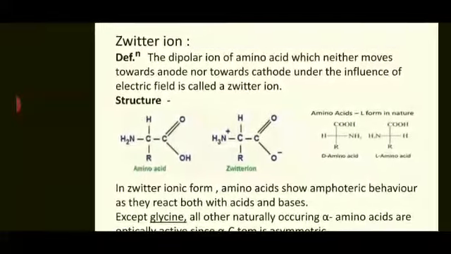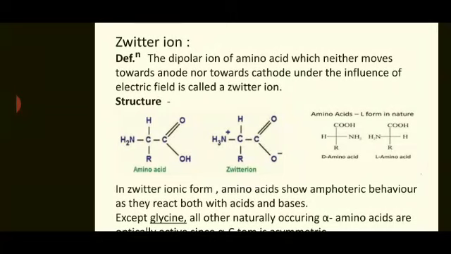The dipolar ion of an amino acid which neither moves towards the anode nor towards the cathode under the influence of an electric field is called a Zwitter ion. Because of the presence of both negative and positive charges, it neither goes towards the anode, that is the positively charged electrode, nor the cathode, that is the negatively charged electrode, when the electric field is applied, that is when a battery is applied. So such a compound or ion is called a Zwitter ion.